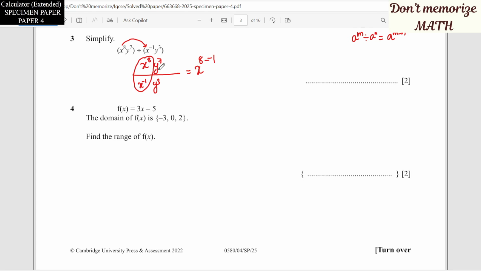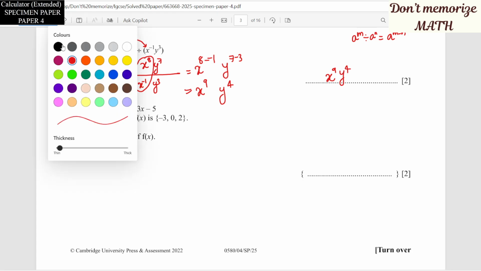In the same way, y raised to 7 divided by y raised to 3 is y raised to 7 minus 3. Division means subtract the powers or indices. So 8 minus minus 1: minus minus will become plus, so 8 plus 1 will be x raised to 9. Then y raised to 7 minus 3 we have 4. So the answer is x raised to 9 and y raised to 4.